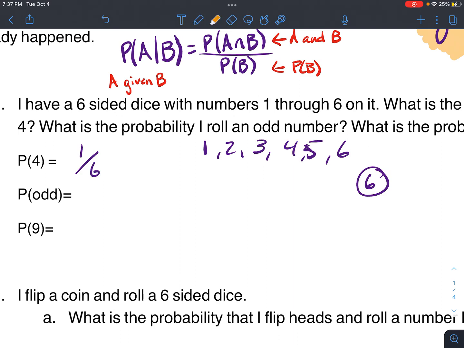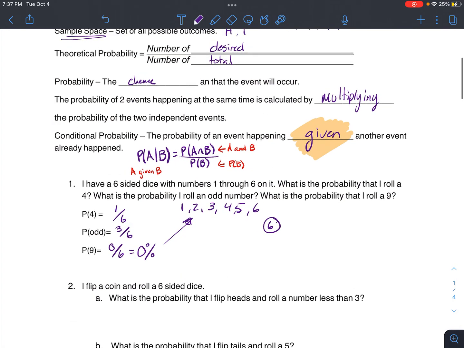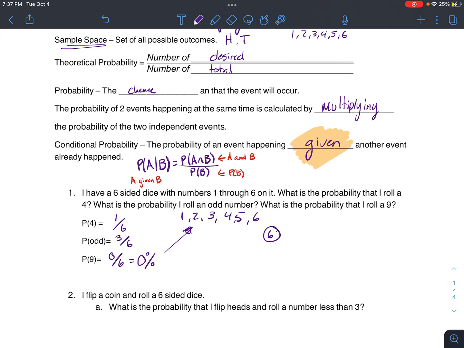Now the probability that we get an odd number, that's going to be a 1, a 3, or a 5. So there's 3 desired outcomes over 6 total outcomes. The probability we get 9. So what's the probability we get 9? Is 9 even in our sample space? No. So it's 0 over 6, or just 0% chance, because 9 is not in our sample space, or all the possible outcomes, it's not even in it.